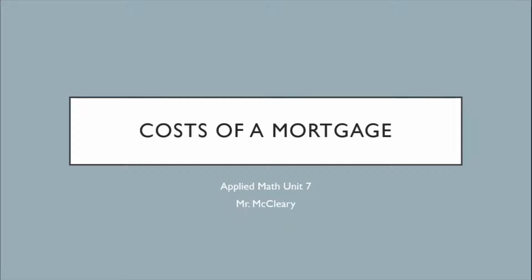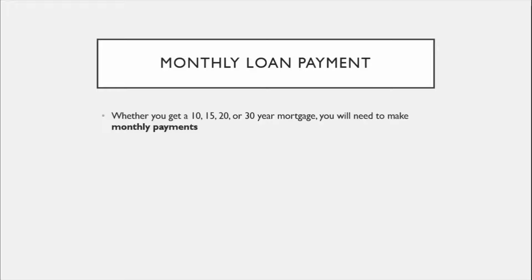All right, Applied Math. Today we are going to look at buying a house and specifically some of the costs involved with that. So, the biggest cost and the one that you usually think of when you're talking about buying a house is the monthly loan payment. So, whether you get a 10, 15, 20, 30-year mortgage or some other oddball thing, you're going to have to make some kind of monthly payment on your mortgage.